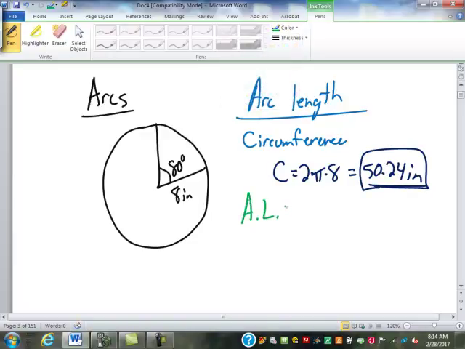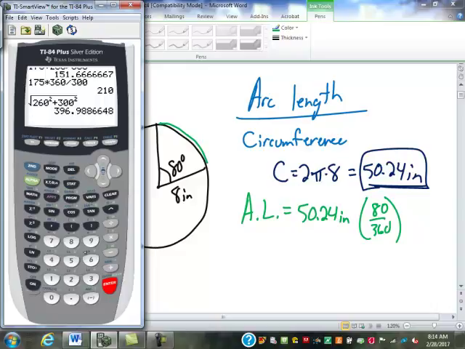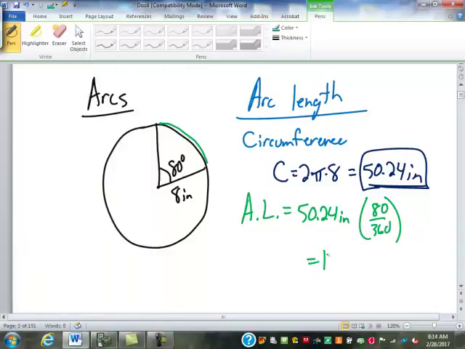So my arc length is then found by doing what? What do I do to the 50.24 to find my arc length, this piece? 80 over 360. Very good. So 11.16 is my arc length.